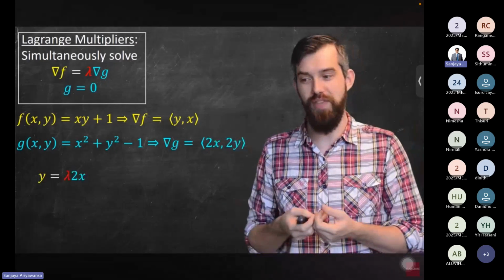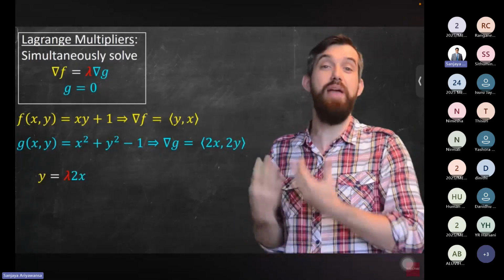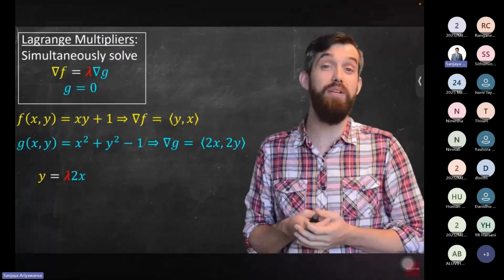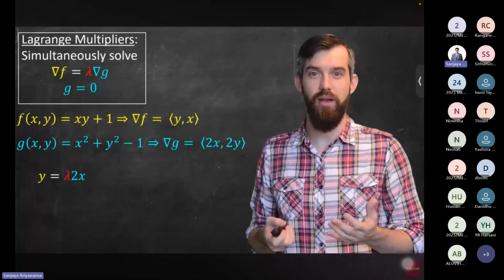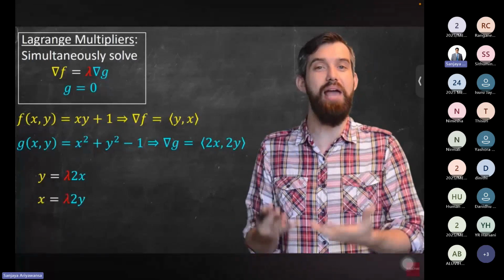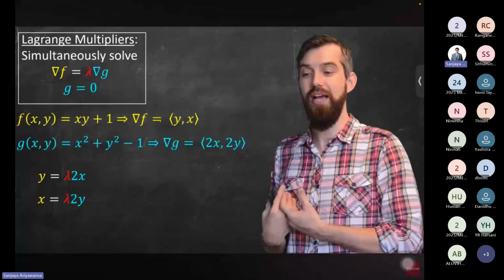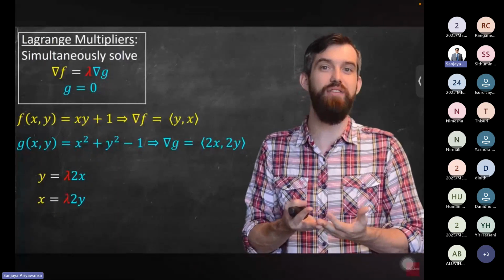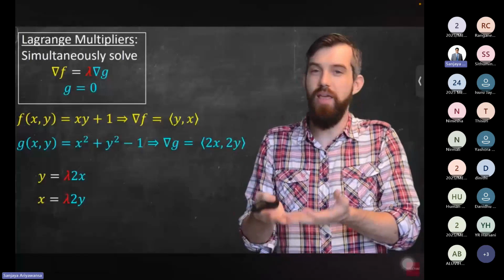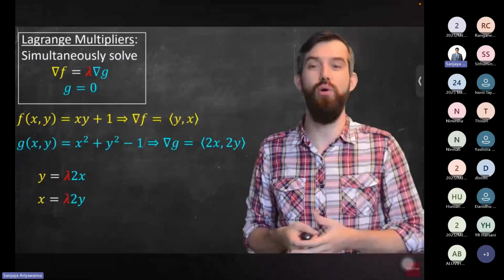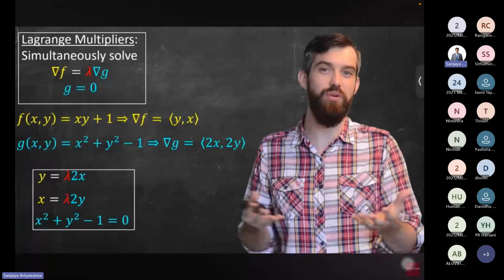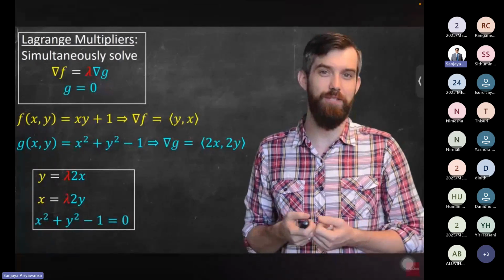So the first component of gradient f is lambda times the first component of gradient g. In other words, just y equals lambda times 2x. Comparing the second coordinates, now I'm saying x is lambda times 2y. So the second component of gradient of f is equal to lambda times the second component of gradient of g. And then my third equation is the good old constraint that we've always had, x squared plus y squared minus 1 is equal to 0.